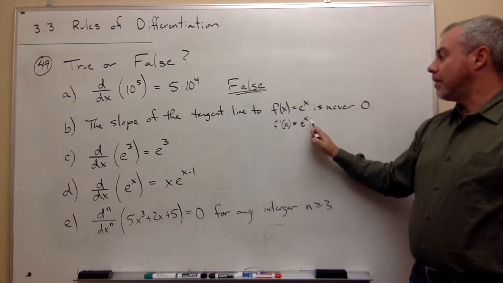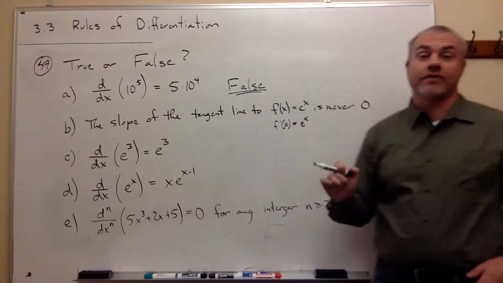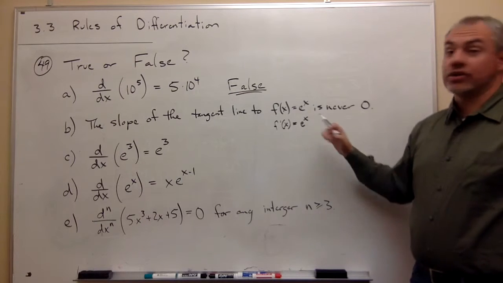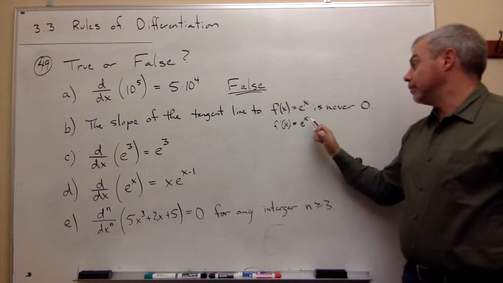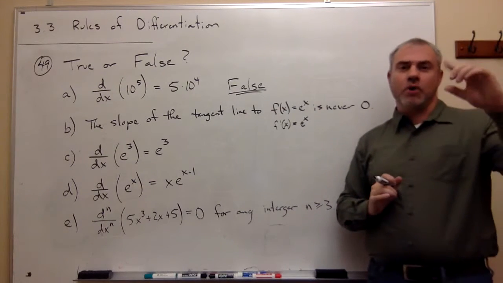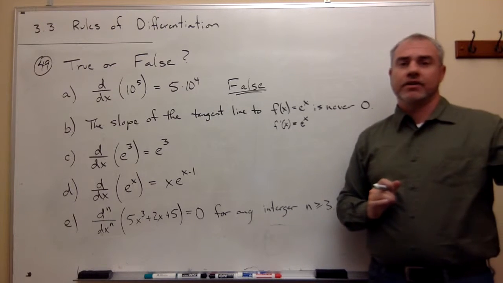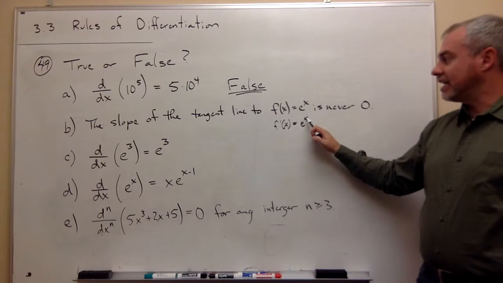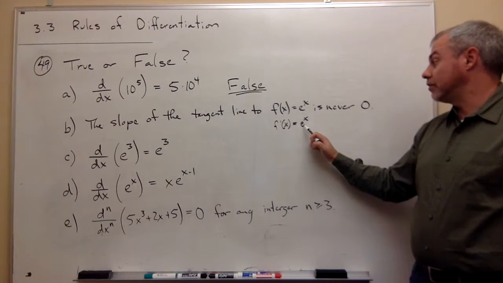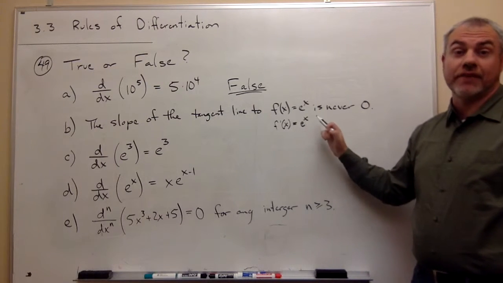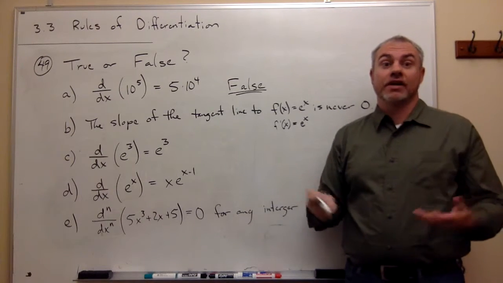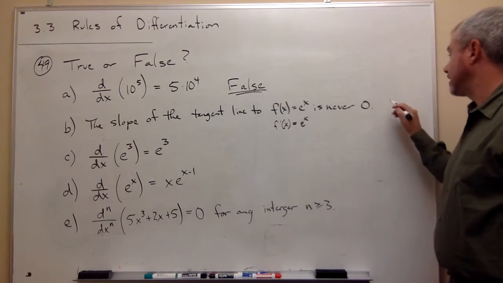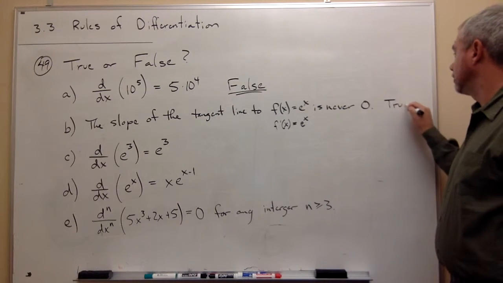So if I plug in a positive number, e to a positive number is quite big. E to the 0th power is 1. And e to a negative power is a small number, but it's still positive. So could I ever make it 0? Even if I plug in a negative number, it's positive. If I plug in 0, it's positive. And if I plug in a positive number, it's positive. So it's always positive no matter what I do. So it is, in fact, never 0. That's true.